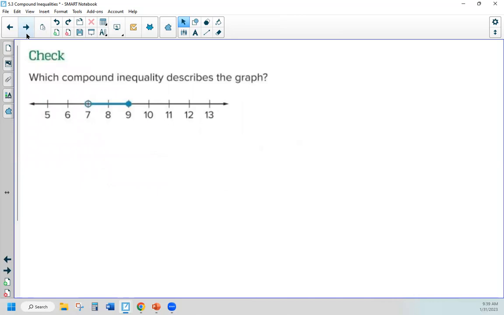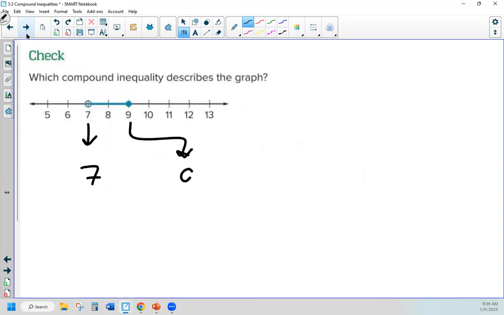Which compound inequality describes the graph? All right, think about it right now. Is this an "and" or is it an "or"? Well, the cheat code is that we are in between these two values. So that is going to be an "and" problem. The first value that we have right here is 7. The other value that we have right here is 9. And the solutions that we want are obviously to the left of 9, which is less than 9, but more than 7, right?